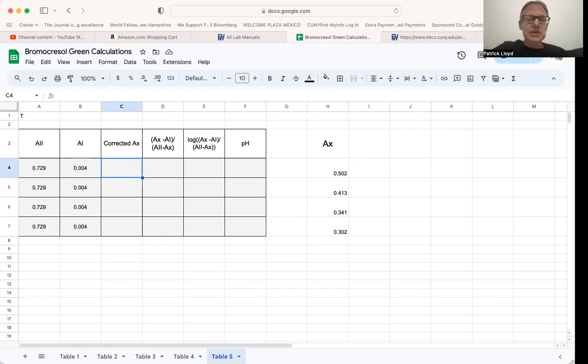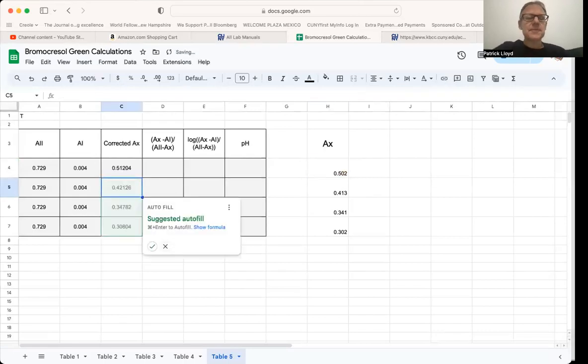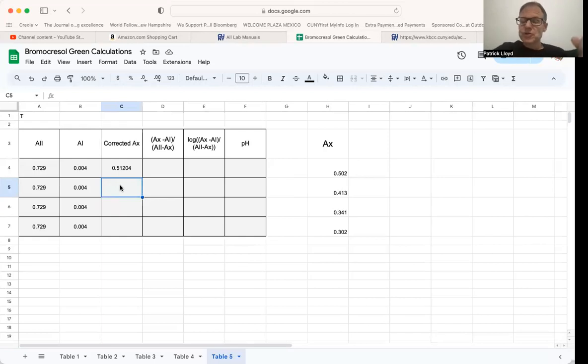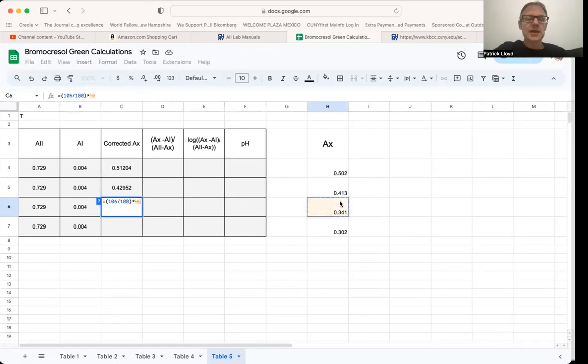So here's how you do it. You hit equal sign. For this one, the total was 102. So I'm going to put it in parentheses, 102 divided by 100. So that's essentially the dilution ratio. And then I'm going to multiply that by AX. Okay. So what that says is the absorbance would have been a little bit higher, let's say 0.512, if it hadn't been diluted. Now you don't want to autofill here because every time you're doing it, you're adding an extra 2. So for this one, the dilution factor is 104 divided by 100. And then you multiply that by that AX. Okay. And then this one is 106 divided by 100 times AX. And then it's 108. Okay. So 108 over 100 times A sub X. Okay, so now we have our corrected A sub X values.